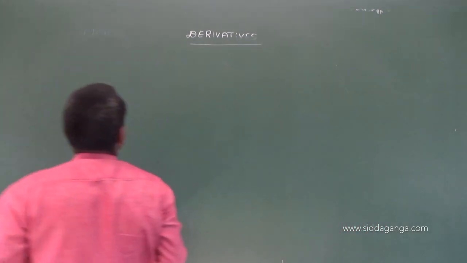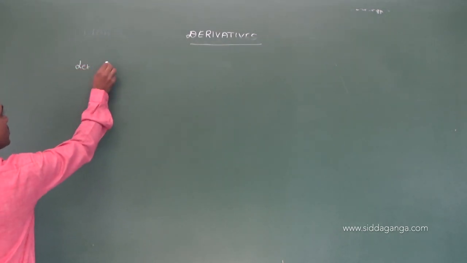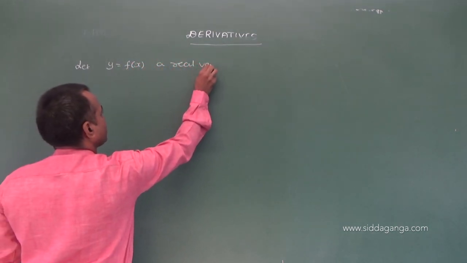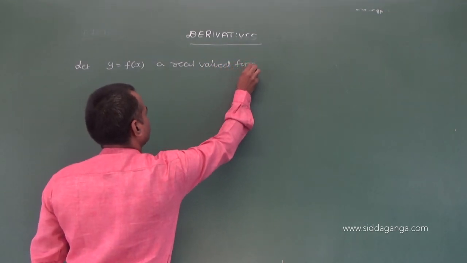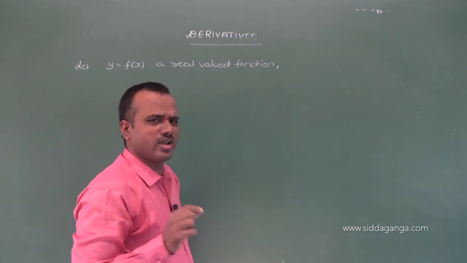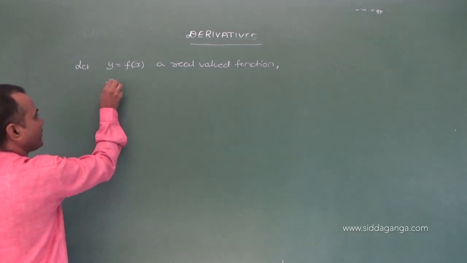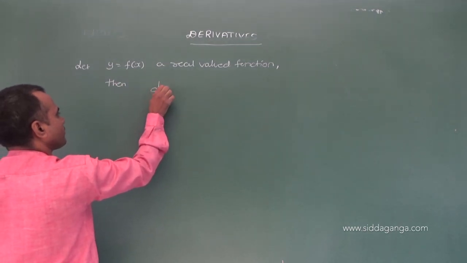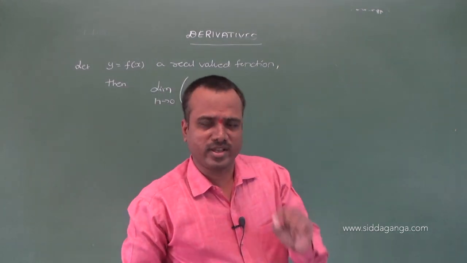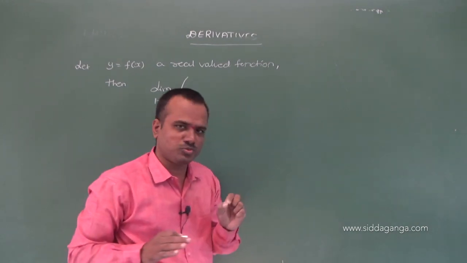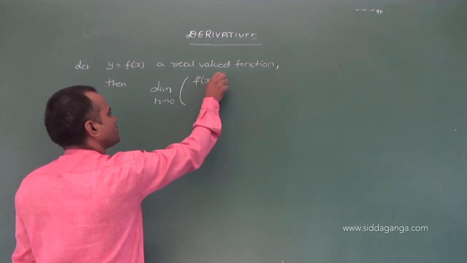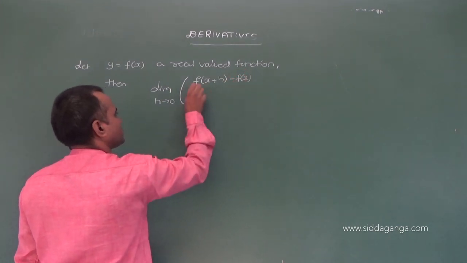Once again, I write the definition. Let y is equal to f of x be a real valued function. Simple definition, for understanding, very simple. Then limit h tends to 0. Only h we take, no problem. If you take any other variable also, why do I use h? Because in your textbook they use h, that's why I take h tends to 0. f of x plus h minus f of x divided by h.